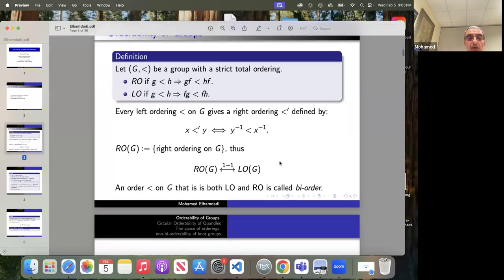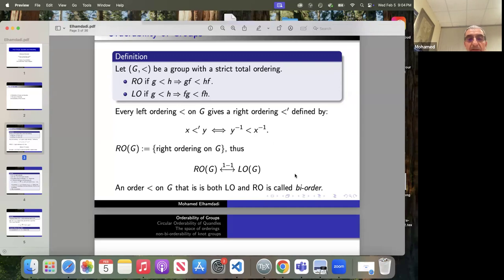Now, we consider the set of right orderings on a group G, and we denote it by Rho of G. In the same way, we can define the set of left orderings on the group. And we have a one-to-one correspondence between right orderings on the group G and left orderings on the group G. Here, the order prime is not the same as the order we started with. They don't have to be the same in general. A group on which an order is both left invariant and right invariant is called bi-ordered.